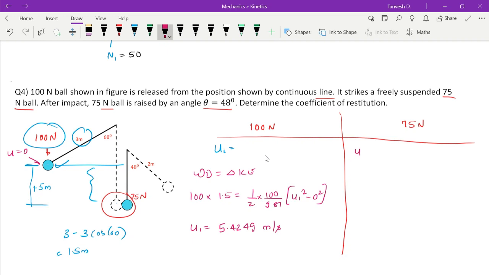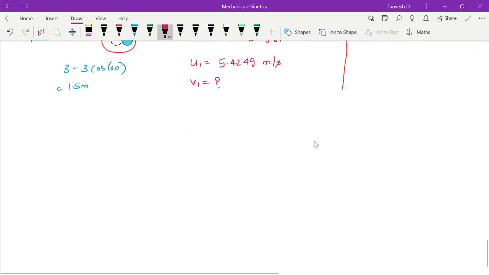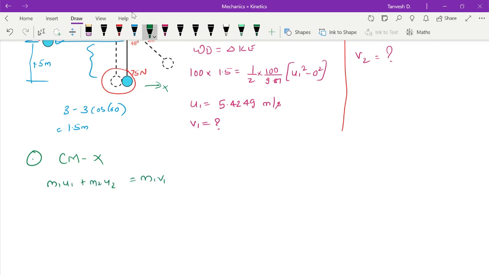What is the initial velocity before impact of the 75 newton ball? It is equal to 0, because the 75 newton ball is at rest. Their final velocities we do not know, so we have to find them. These are the final velocities after the impact. Again I'll be using the conservation of momentum in the x direction. So m1 u1 plus m2 u2 is equal to m1 v1 plus m2 v2. m1 is 100 into u1 is 5.4249 plus 75 into 0 is equal to 100 v1 plus 75 v2. This is one equation. The coefficient of restitution we do not know, so we cannot simplify this further.